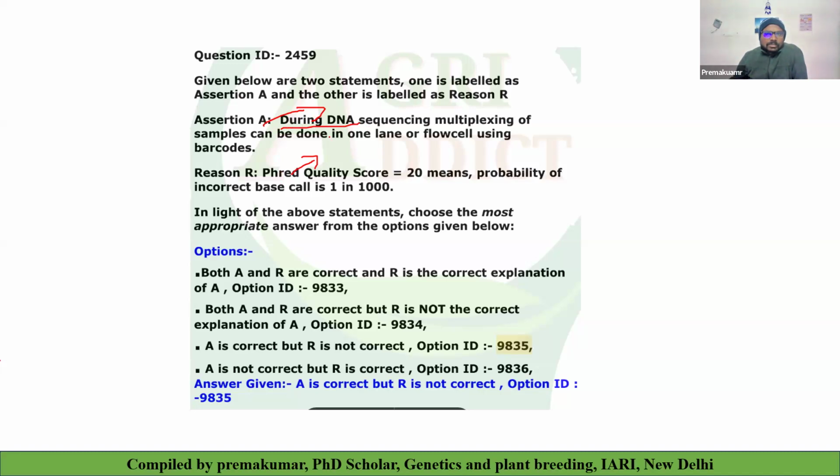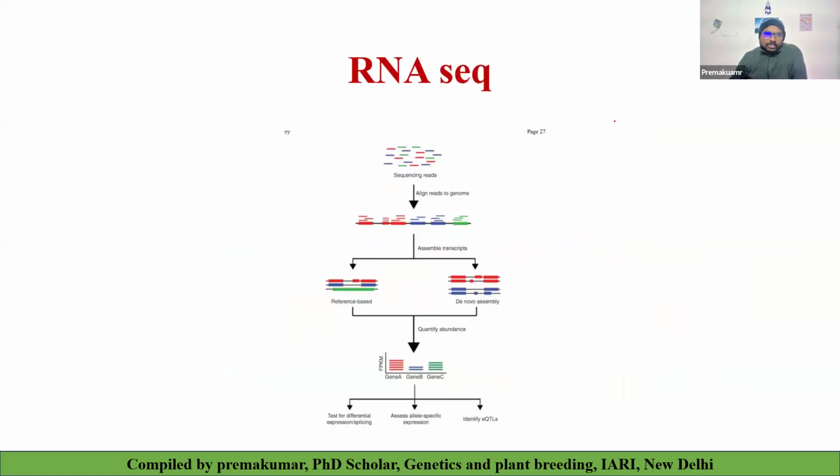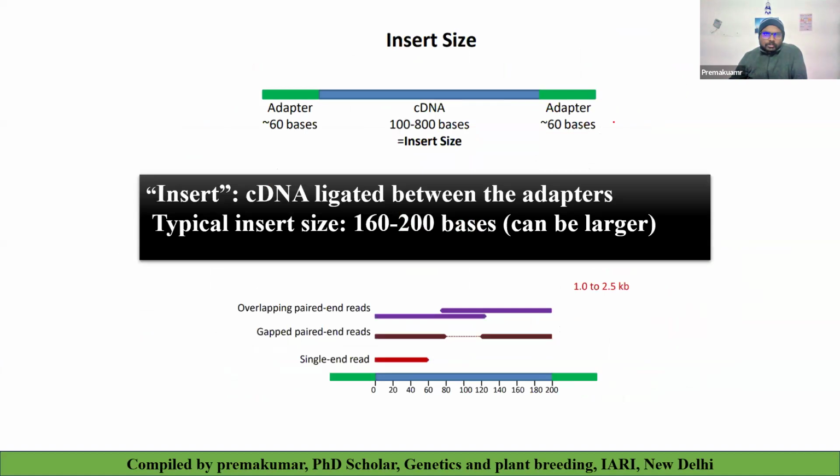During DNA sequencing, multiplexing of samples can be done in one lane or flow cell using barcodes. That can be done. Okay, I didn't tell you about barcoding. Sorry. While adding adapters, one flow cell can read millions of fragments, but they are going to mix. But how do you separate them? That's why we need to add barcodes.